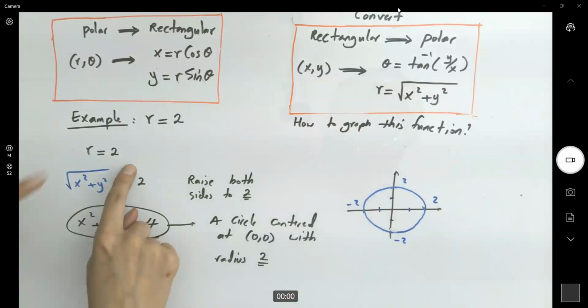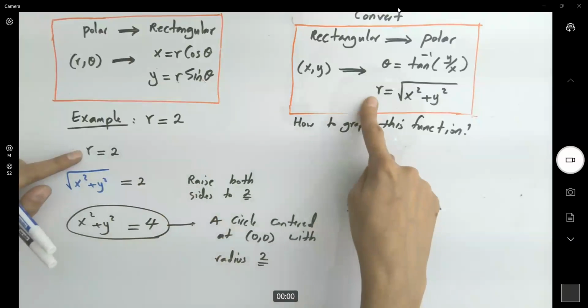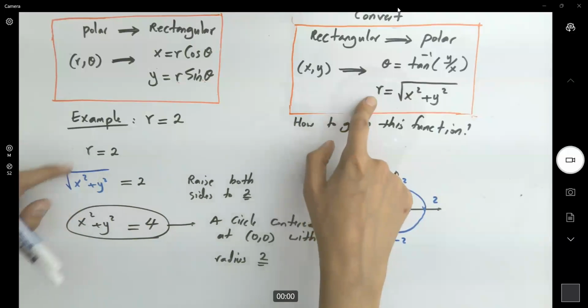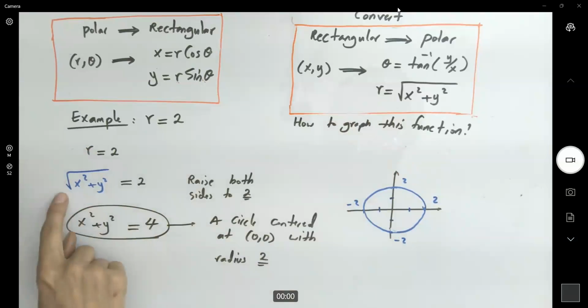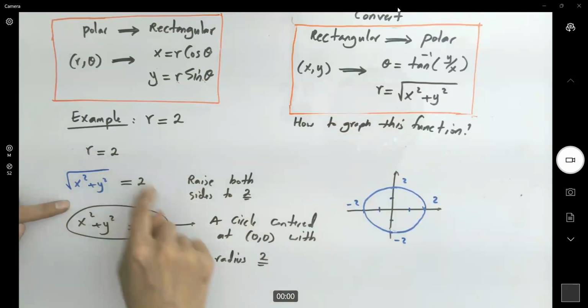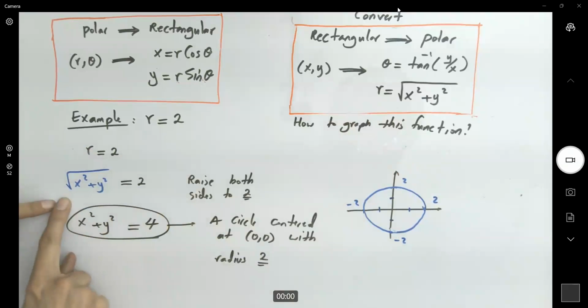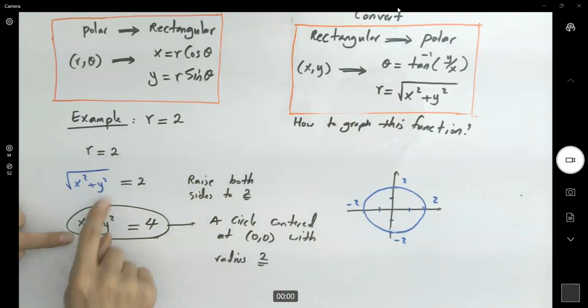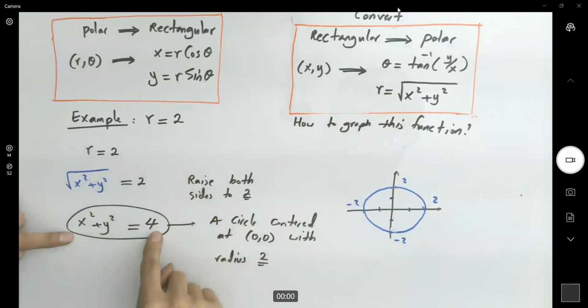r is 2. What is r? r is defined as the square root of x squared plus y squared. Just substitute that here. So instead of r, you have the square root of x squared plus y squared. On the right-hand side, you have a 2. Now to get rid of this radical, raise both sides to the second power. So you get x squared plus y squared. On the right-hand side, you have 2 squared, which is 4. But from algebra, we know that this is just a circle centered at the origin with radius 2.